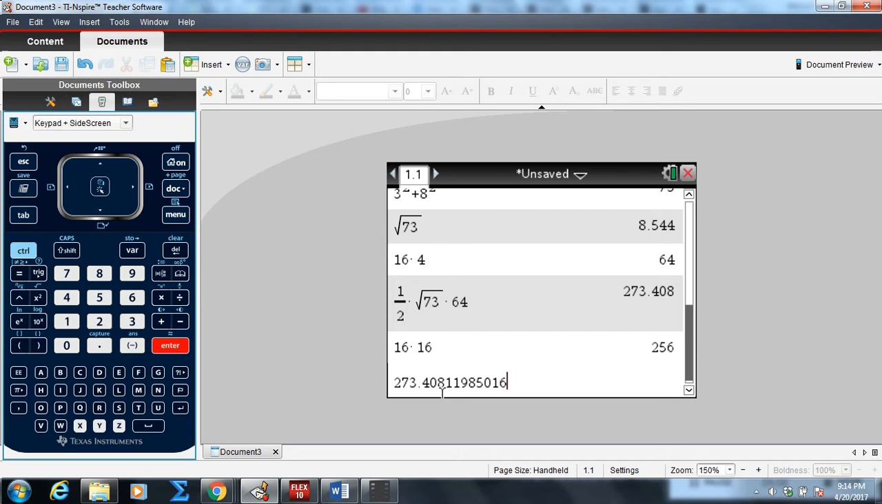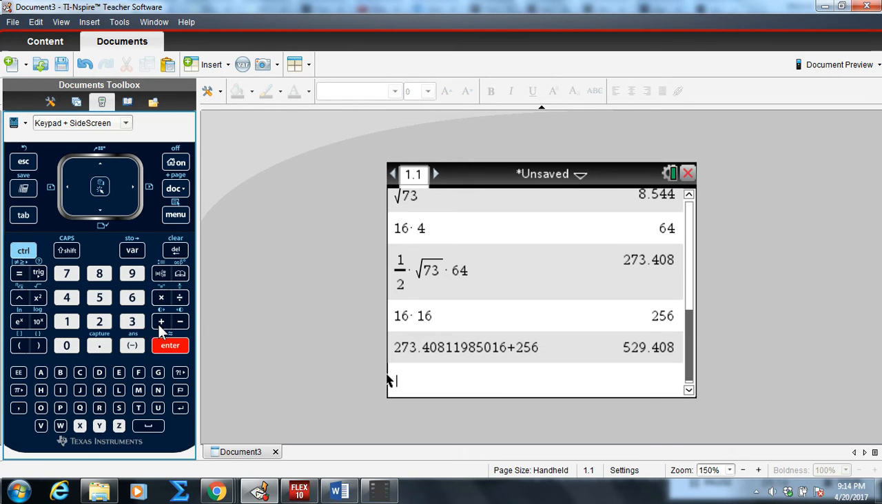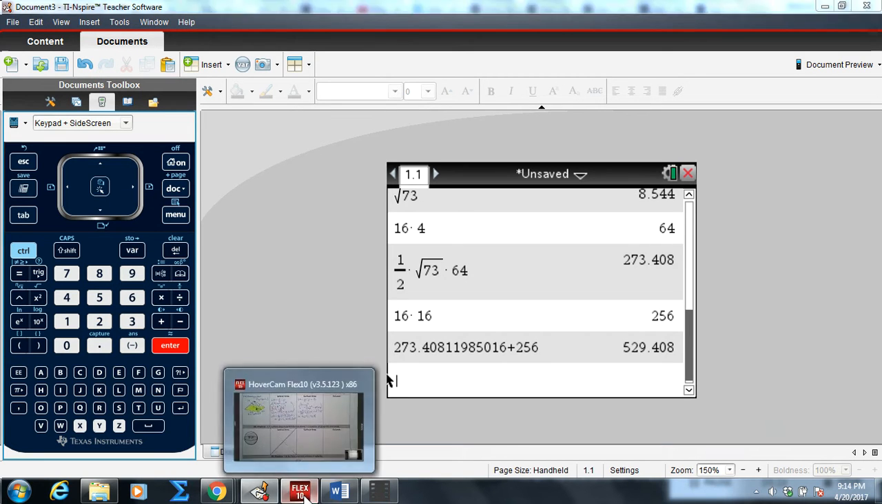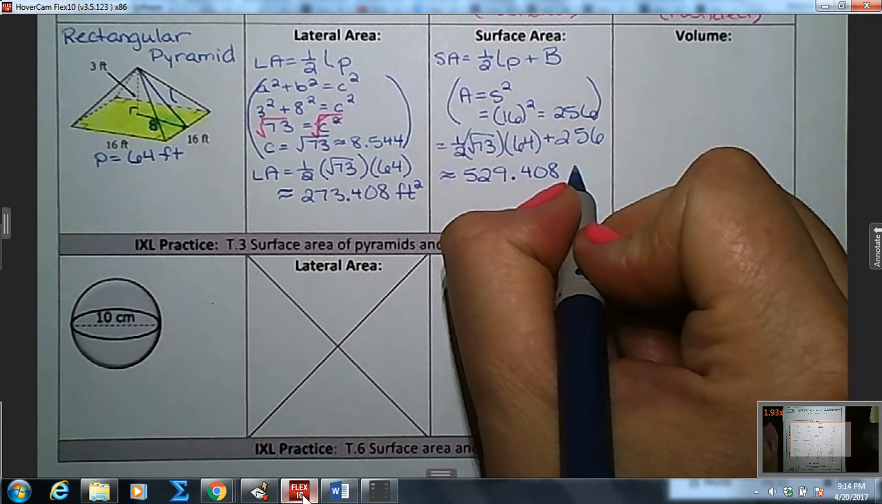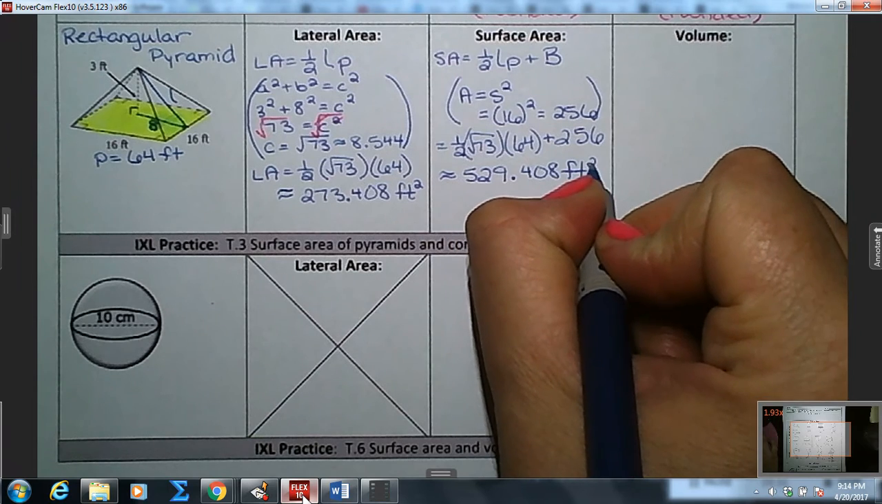I need to take the lateral area and add it to 256, the base area. I get an approximate value because my calculator is rounding for me of 529.408. Now remember, we're working on area, so this is in square feet, feet squared.